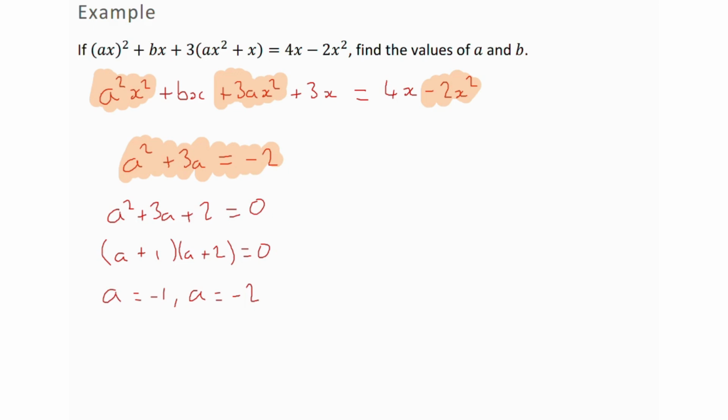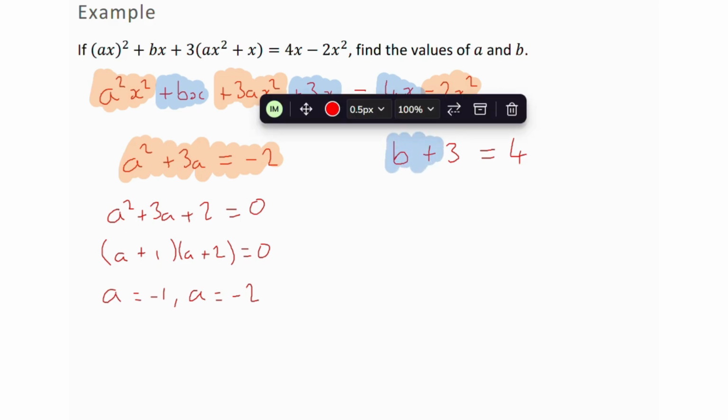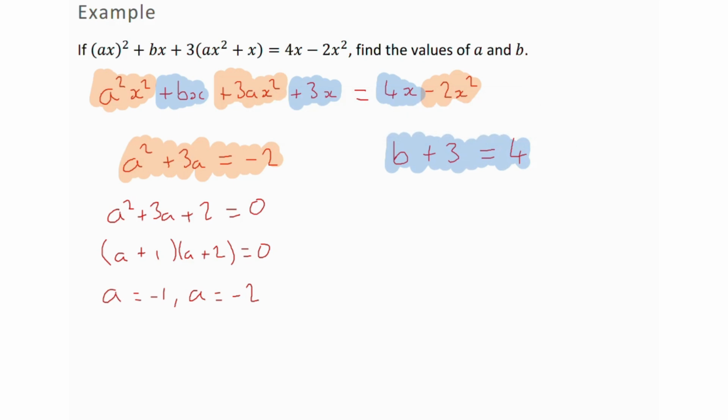Now we do exactly the same, but with the coefficients of x. We have 4x on the right-hand side. On the left-hand side, we have bx plus 3x. So that means we have b plus 3 is equal to 4. That means b is equal to 1.